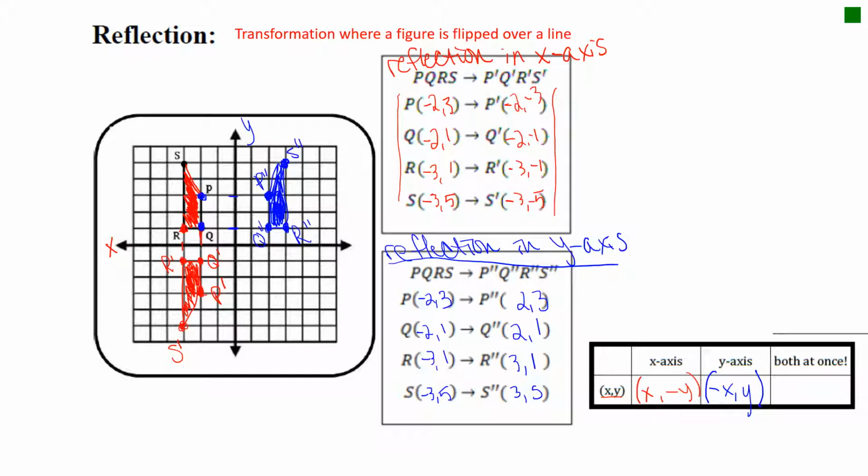What if we were to do both at once? If we were to reflect over the y-axis and the x-axis, or the x-axis and then the y-axis? Well, by looking at our shortcuts and by the patterns that we've seen, both signs would change. So instead of x, y for our pre-image, it would go to -x, -y. So now let's take a look at some examples.